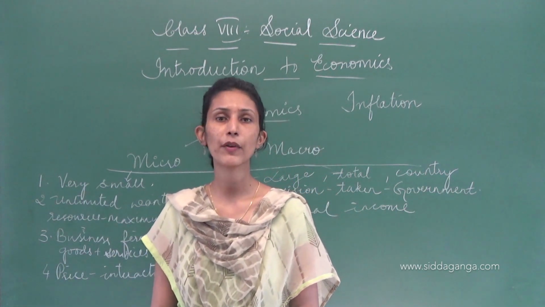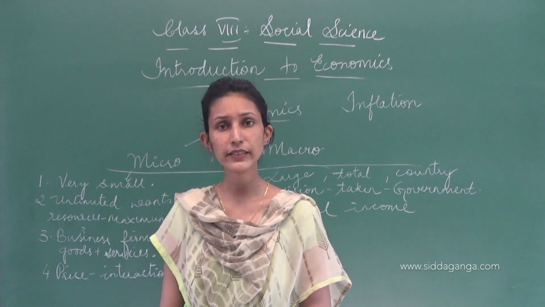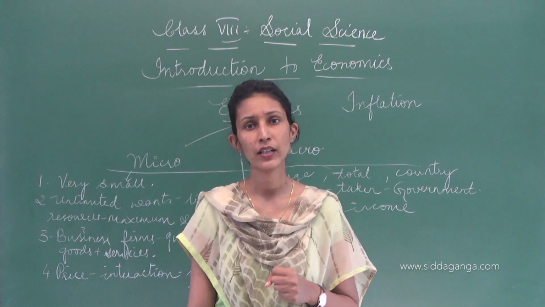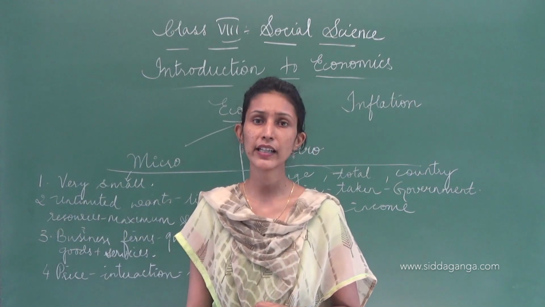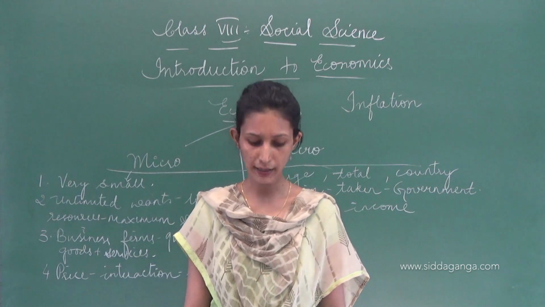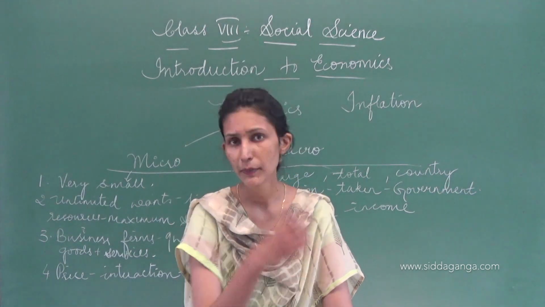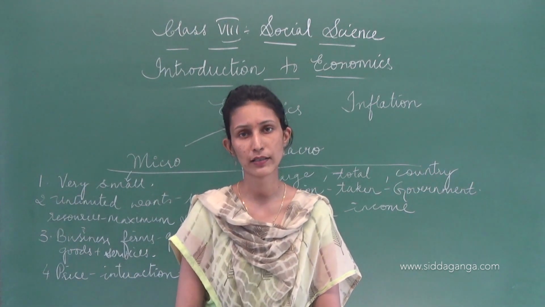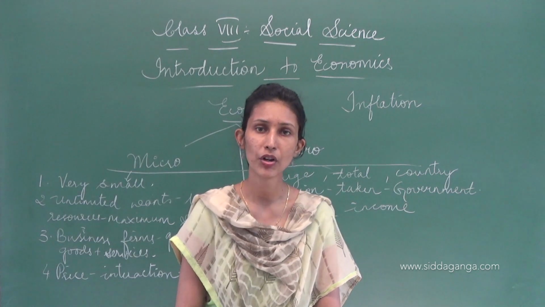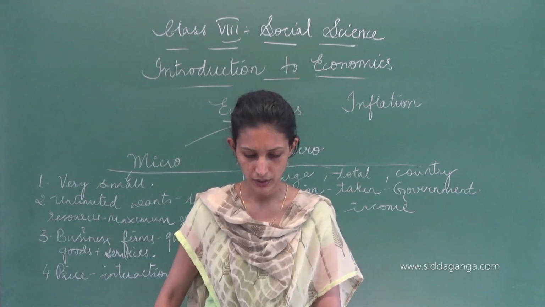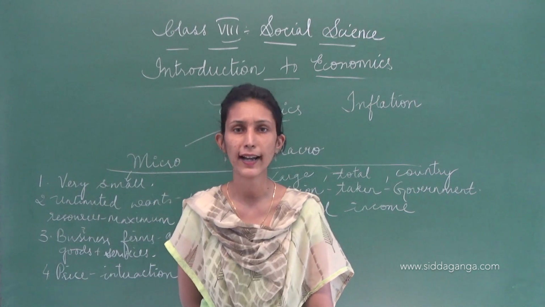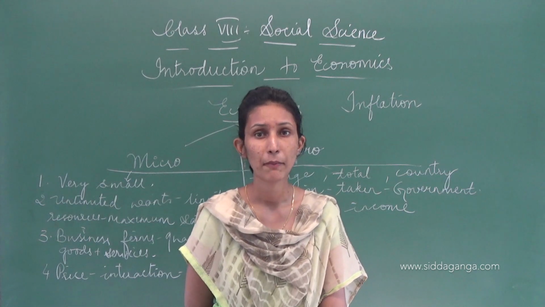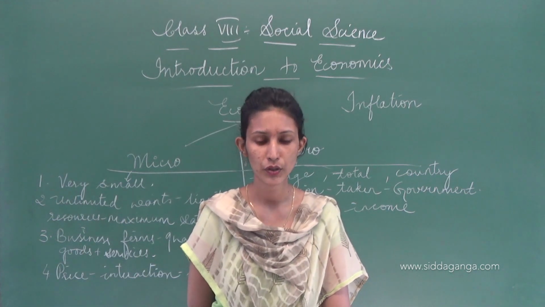How do these problems come? When there is scarcity of resources, that is when our resources are very limited in nature, it makes things very difficult, a problem among people, and at that time we have to make a choice. We have to make a choice of what we want and what we do not want. That is there in both micro and macro. Micro, why? Individually we have to decide. Macro, as a country we have to decide.